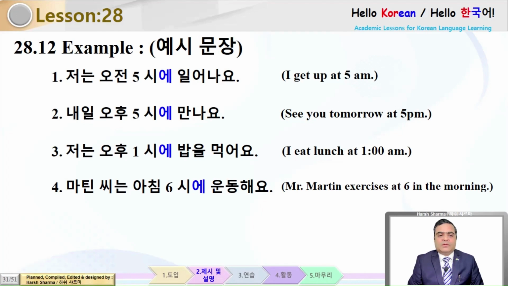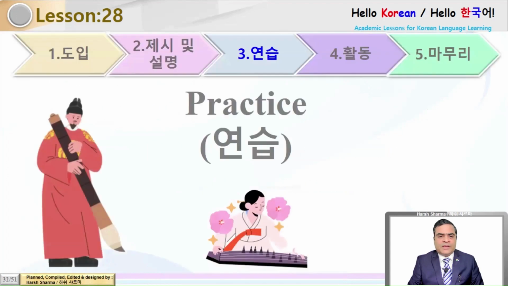Number 3, 저는 오후 1시에 밥을 먹어요. Number 4, 마틴 씨는 아침 6시에 운동해요. So, if you see these 4 sentences, we can see time marker A here. I hope these 4 sentences are clear now. Let's move to the next part.